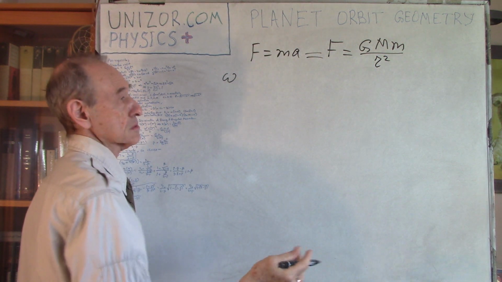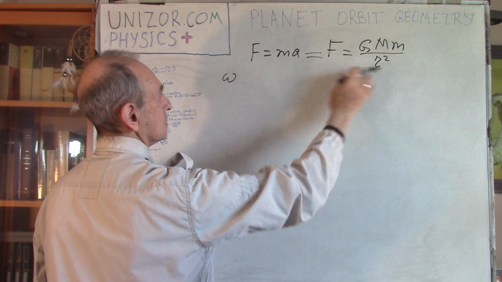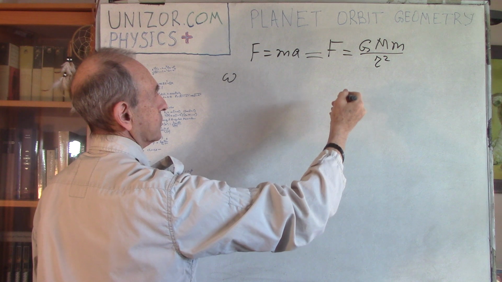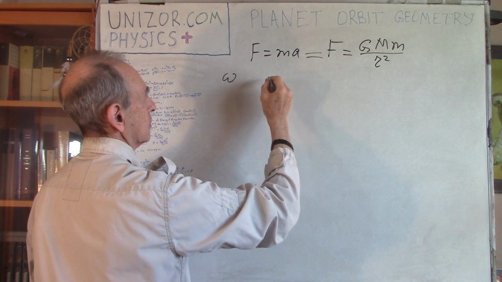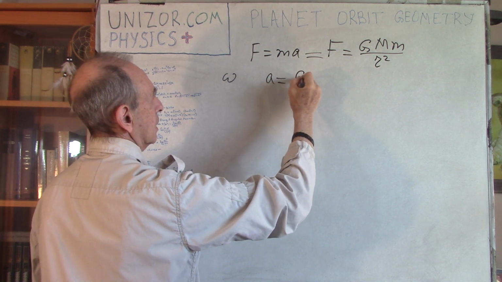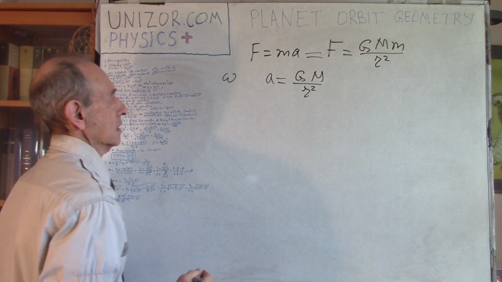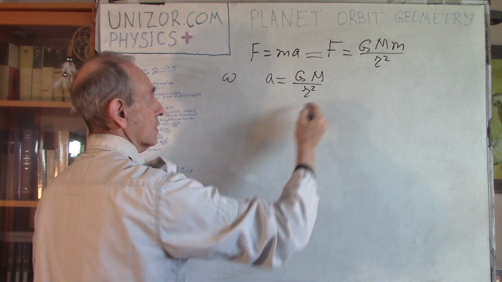Okay, so let's try to find the relationship between these. They are the same forces, right? So basically this equation I would like to somehow simplify. Well, obviously I can cancel m, so I will have a equal to GM divided by r squared. Okay, so this is a very important thing.